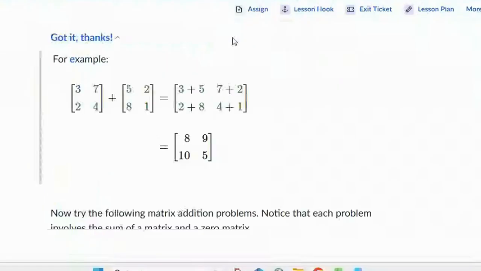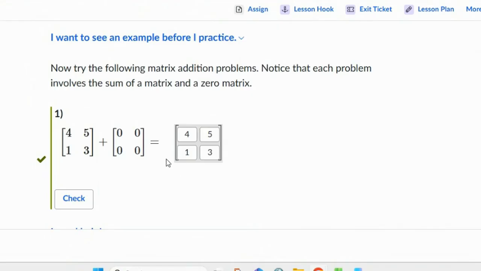If we would have seen an example, it would have just shown us how to add. We know how to add. That was just showing how to add. But yeah, we just add nothing and we get the same thing.